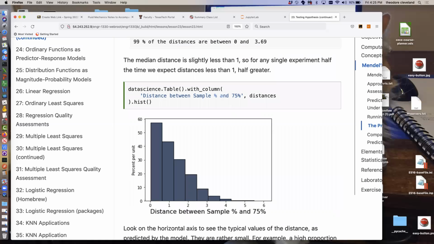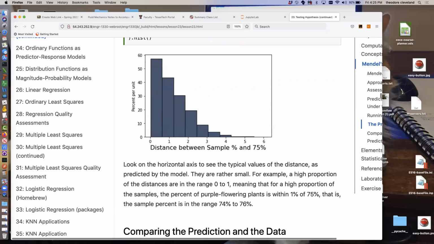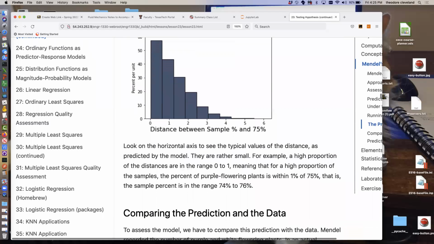So we can change the label on the histogram to make it look cooler, because that's very important to make stuff look cool.